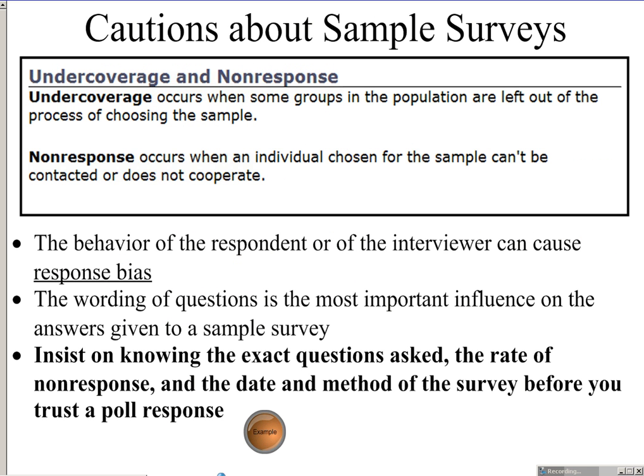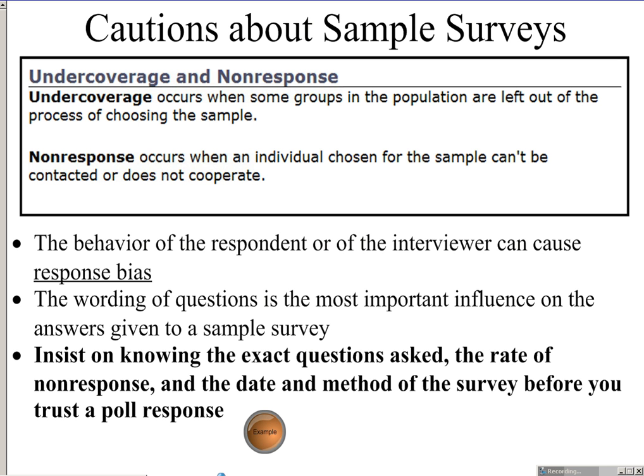Cautions about sample surveys. Undercoverage occurs when some group in the population are left out of the process of choosing the sample. Non-response occurs when an individual chosen for the sample can't be contacted or does not cooperate. Okay, so we have 2 things that are tough to control when you are getting a sample.